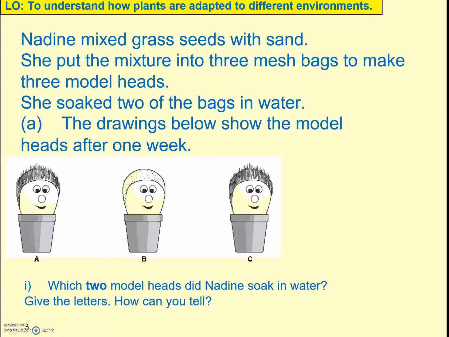Nadine mixed grass seeds with sand. She put the mixture into 3 mesh bags to make 3 model heads. She soaked 2 of the bags in water. The 3 drawings below show the model heads after 1 week. Which 2 heads did Nadine soak in water? Give the letters and say how you can tell. Please pause the video and attempt to do this now.